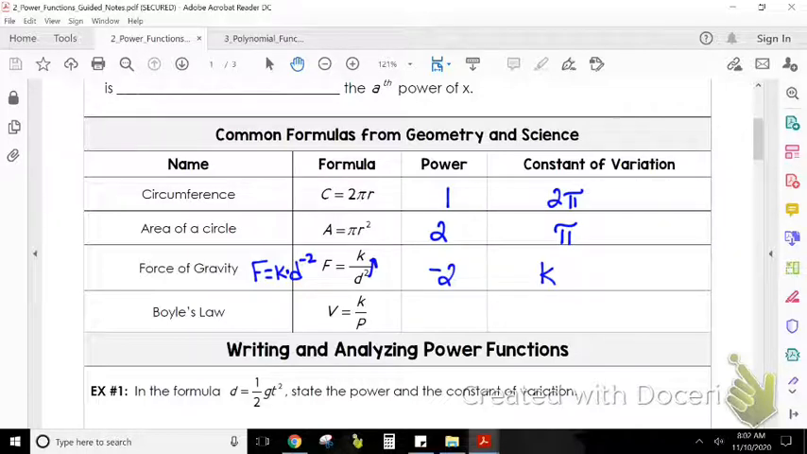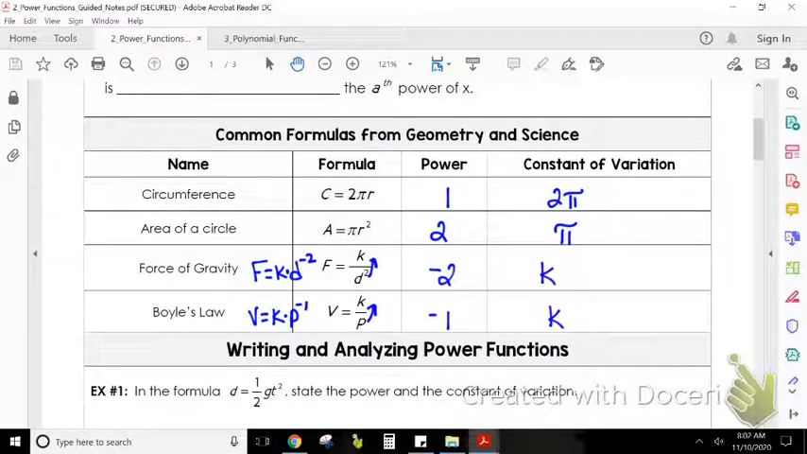And then we got Boyle's law. V equals K divided by P. Same idea, we're going to bring that up. So it's become V equals K times P to the negative 1. So our power is negative 1, and our constant of variation is still our K.